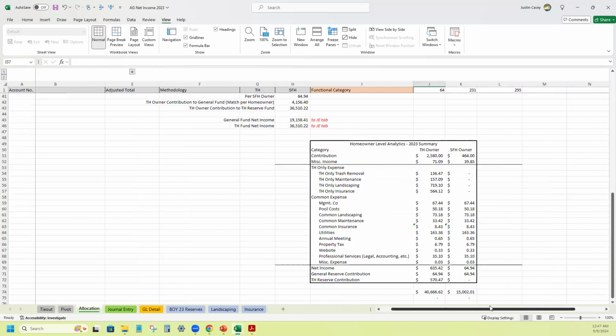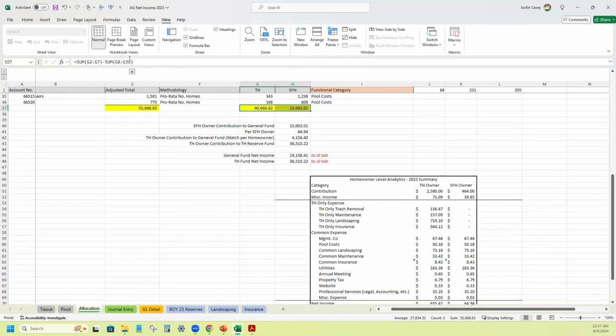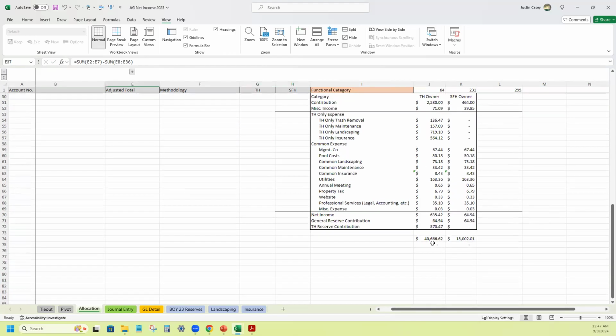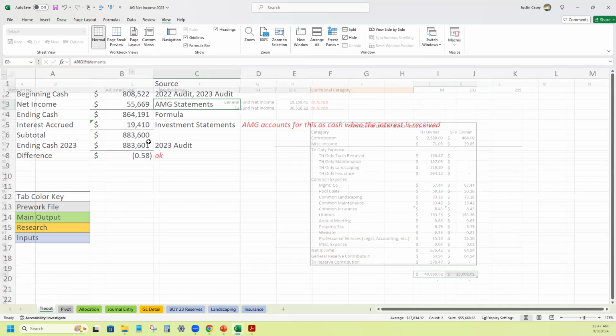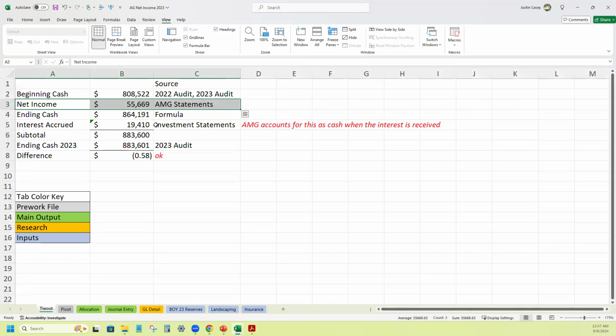So this, multiplied back out, gives you the exact same net income that we were looking at, this 55,669. Each homeowner's net income, multiplied back out by the number of homes, 64 times 231, gives you the 55,669 that we established in the first video is able to be relied upon because it ties back to the audits that we get.